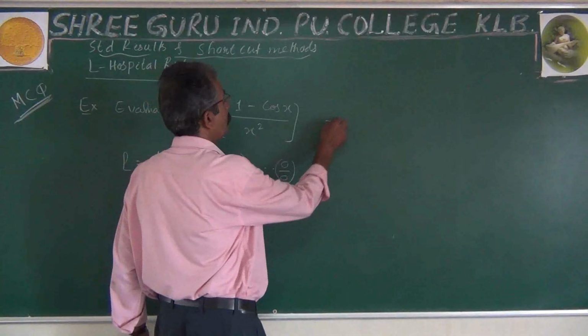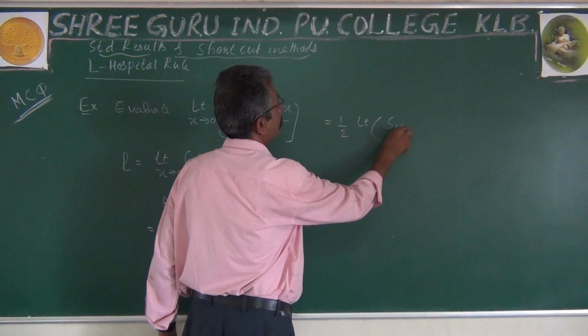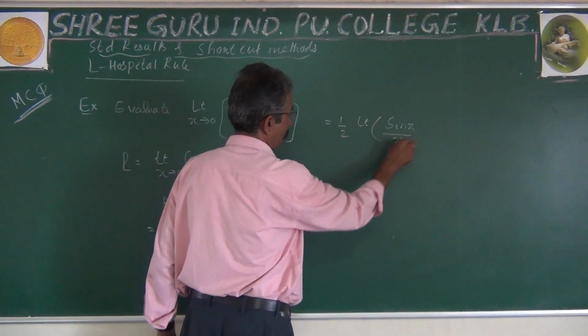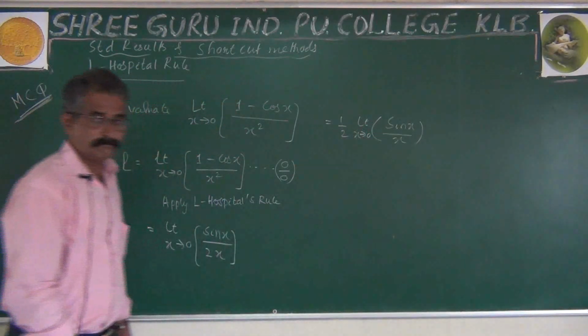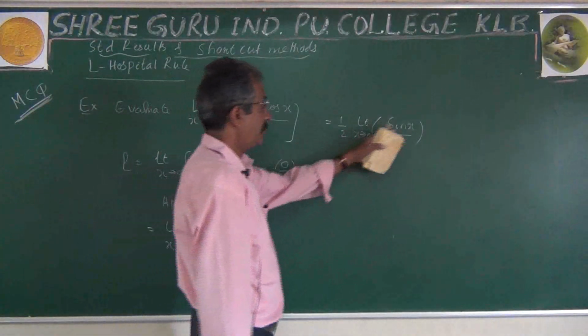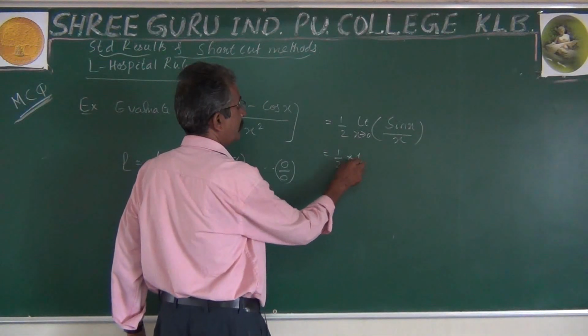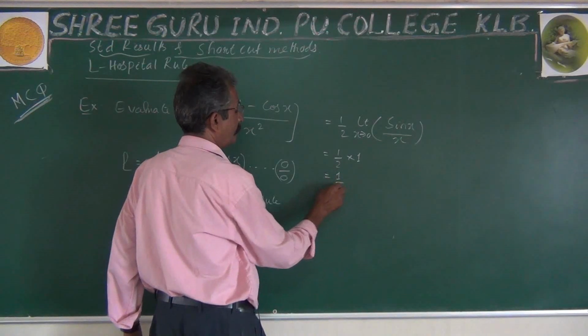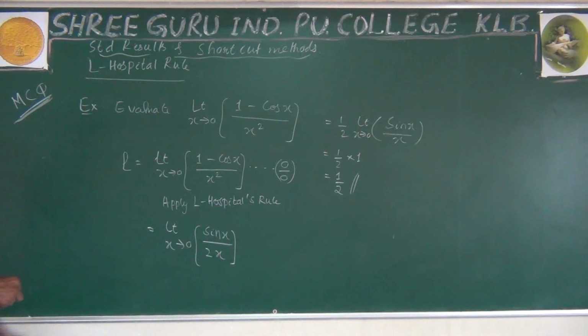So this is 1 by 2 into limit of sin x by x as x tending to 0. But the standard theorem, limit of sin x by x is 1. So it is 1 by 2 into 1, nothing but 1. So we got this problem's answer through L'Hospital rule.